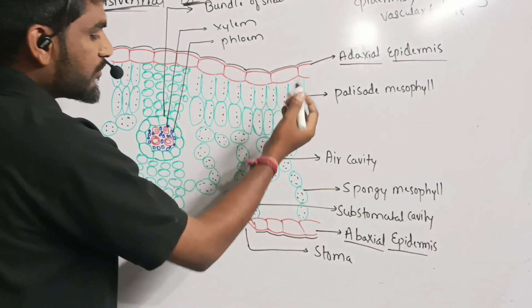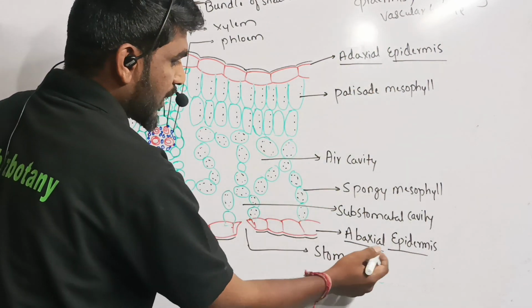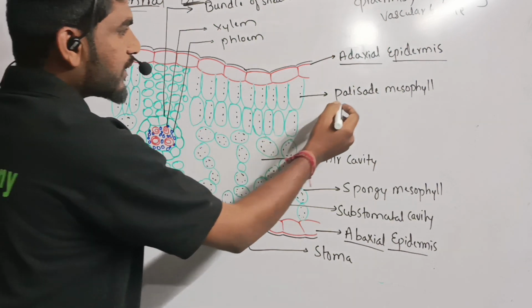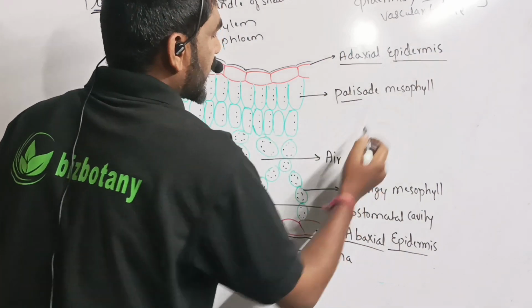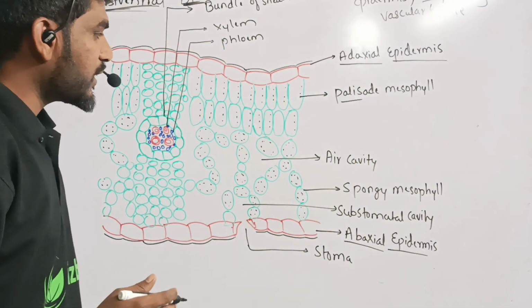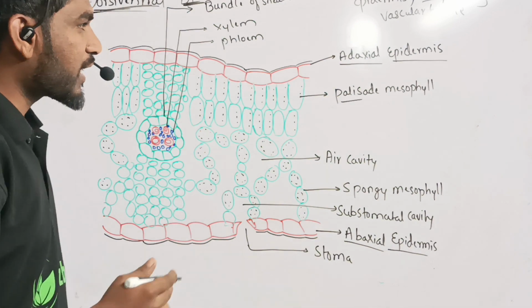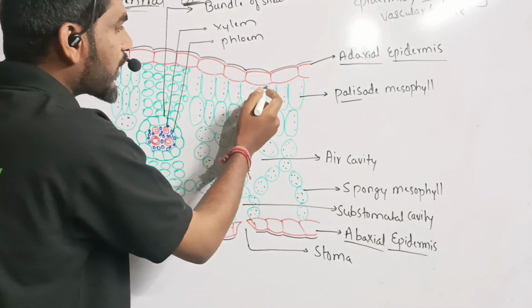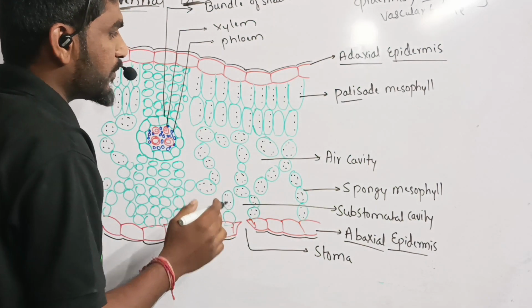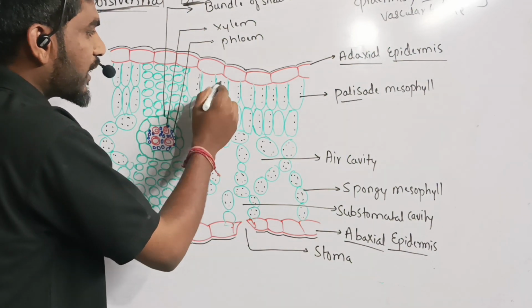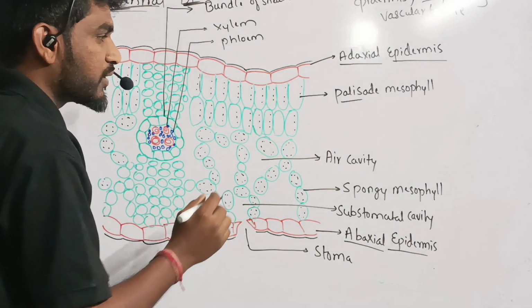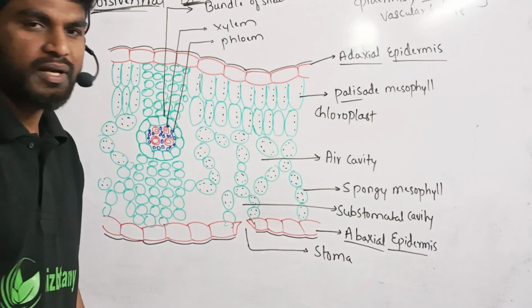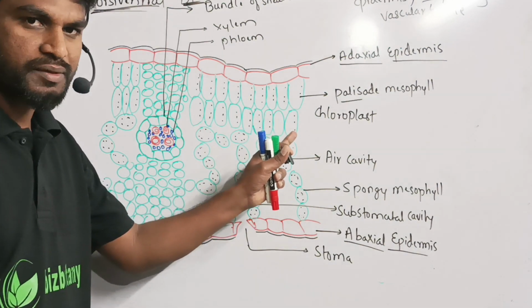Below the epidermal layers, adaxial and abaxial, there is a layer of cells which we call the mesophyll layer. In the mesophyll layer, two types of cells are present. Exactly below the adaxial or upper epidermis, some elongated parenchyma cells are present. These elongated parenchyma cells contain chloroplast pigments. They continuously take part in the photosynthesis process.